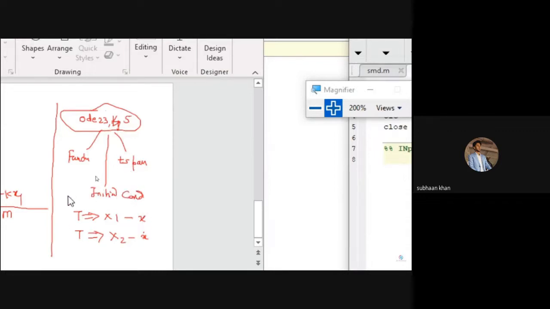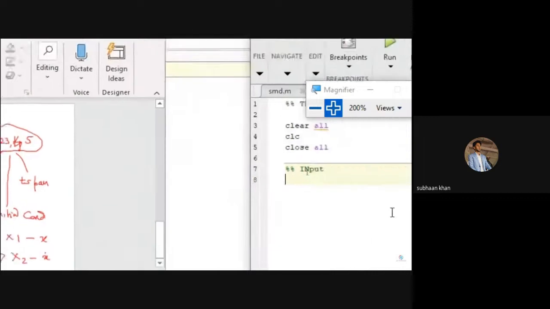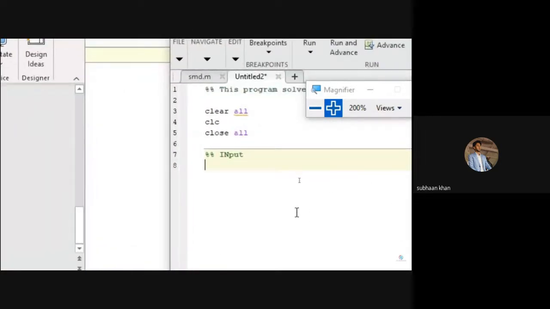And then another one is the initial condition. Initial condition means at time t equal to 0, what is my displacement? At time t equal to 0, what is my velocity? That is what x1 and x2 values I need to provide. So this is what we can define.